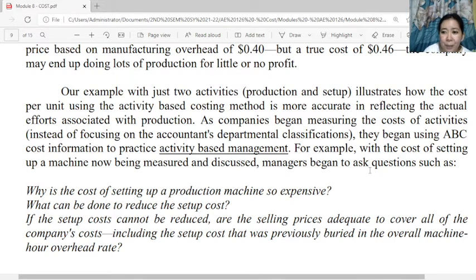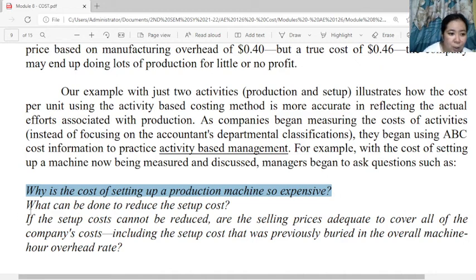For example, with the cost of setting up a machine now being measured and discussed, managers begin to ask these questions. It will help them later on in decisions and also in allocating and determining the costs. Why is the cost of setting up a production machine so expensive? With this question, they will be able to determine what causes this expensive machine setup cost. And if they find it out, they will be able to control and minimize it.